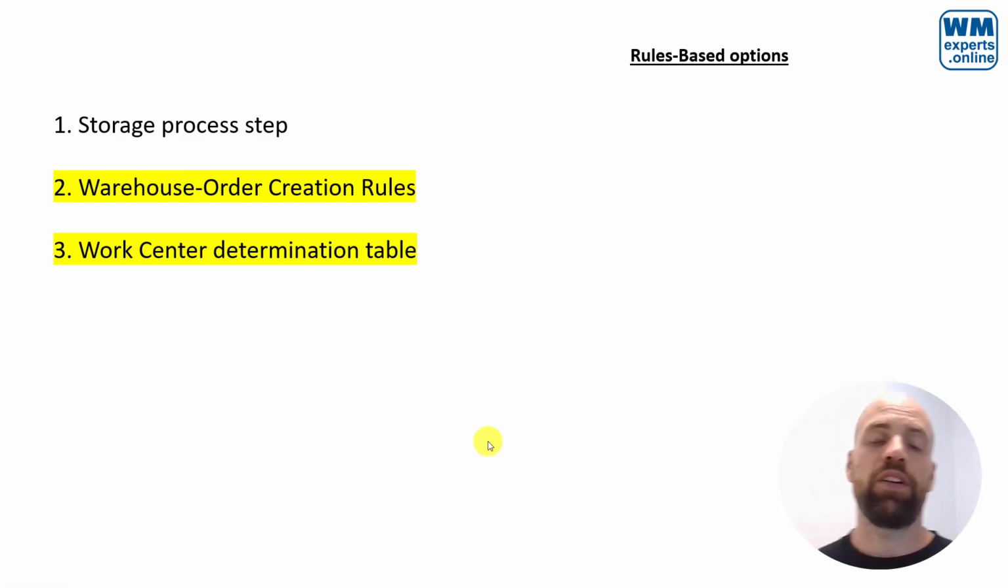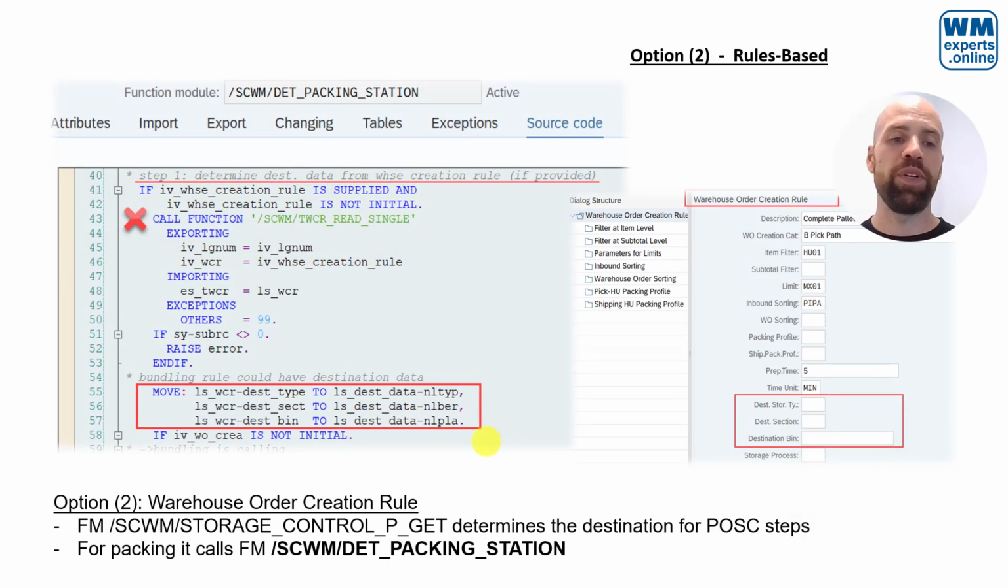What options do we have? I mentioned already, warehouse order creation rule and work center destination table. The first one that we check is the WOCR, and this is happening here in function module SCWM dead packing station, and this is being called by function module SCWM storage control p get. And this is like a general function module for the process-oriented storage control when we determine the destination for the separate steps. And in this function module, it checks what is the type of the step that we are looking at, and then applies different kinds of rules-based logic, which I will tackle in separate videos.